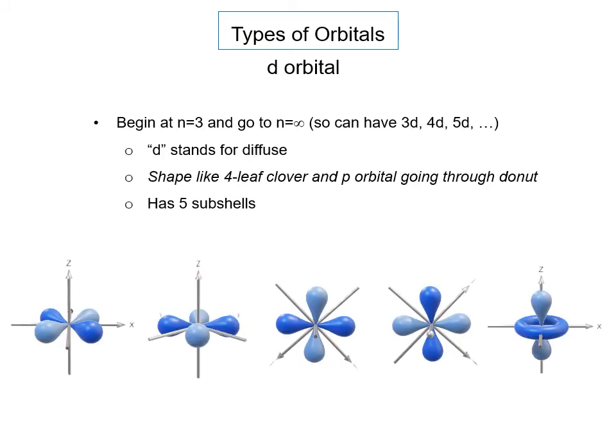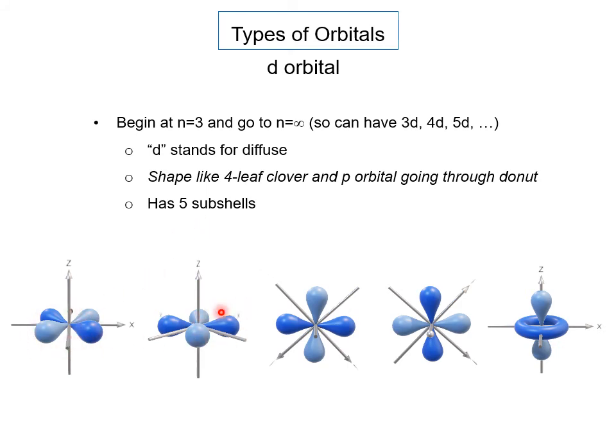And then we look at the d orbitals. The d's begin at n equals 3 and can go up to infinity. So we do not have 1d, we do not have 2d, we have 3d, 4d, and so forth. D stands for diffuse. Notice that 4 of these are shaped kind of like a 4-leaf clover in different orientations. And the fifth one looks kind of like a p orbital going through a donut. There are 5 subshells, as you can see.